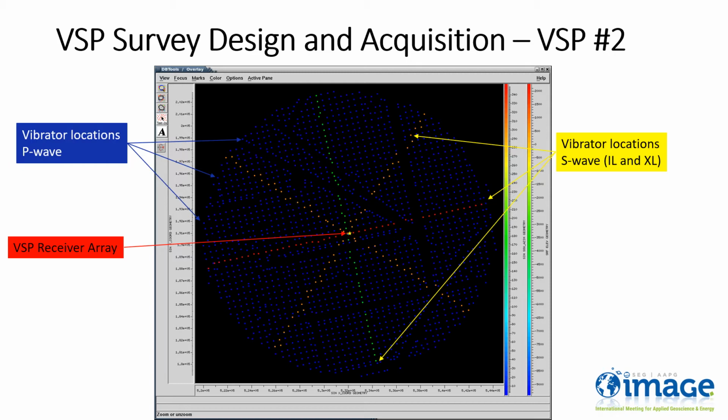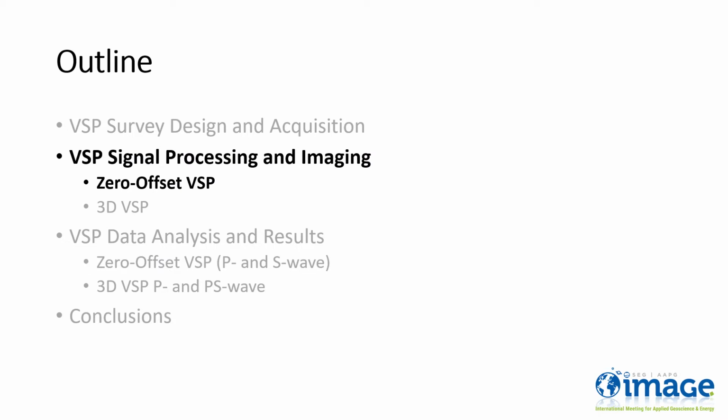For each well, a zero offset P-wave source was acquired in order to record a vertically propagating wave field. Zero offset sources were also acquired with the shearwave vibrators at VSPs number 2 and 3. Now let's take a look at these zero offset VSP results.